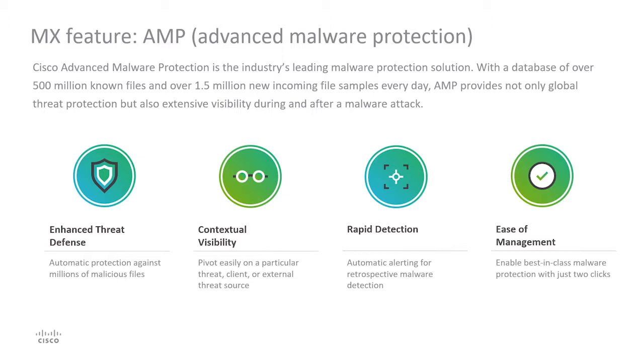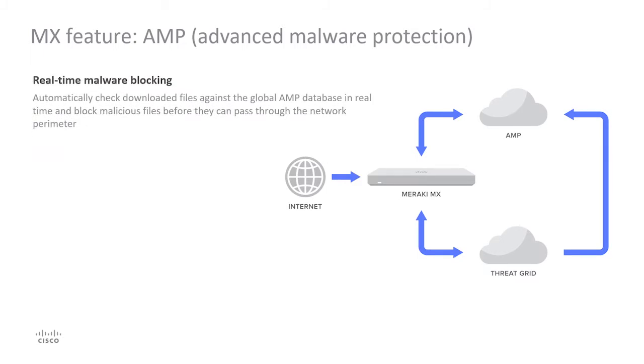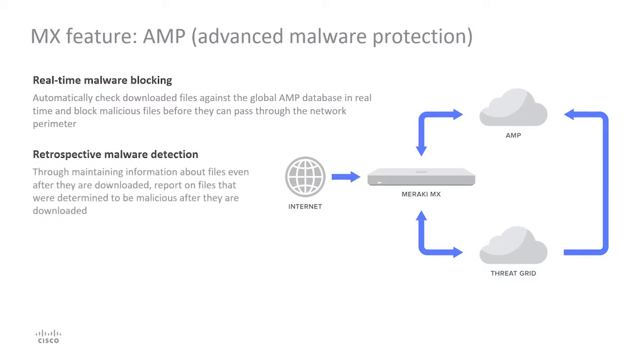The AMP Intelligence Database has over 500 million known files and receives 1 million new samples every day. This means your network can be protected from even the newest of threats because the AMP database is being updated every hour. Downloaded files get checked in real time against the global AMP database. In fact, we can even retrospectively detect malware. However, no solution can detect 100% of the malware.